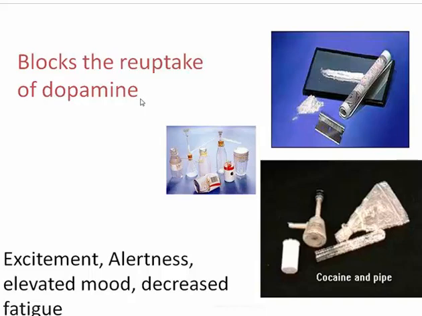So dopamine is supposed to be released, turn the key in the lock, and then be reuptaken. But cocaine blocks it from being reuptaken, so since it stays in the synapse, it causes dopamine to work harder. I kind of went over that in another one. So the effects of the cocaine is excitement, alertness, elevated mood, and decreased fatigue.